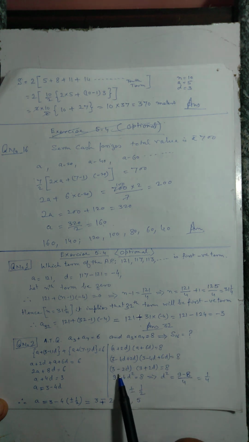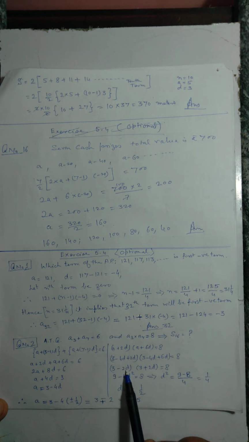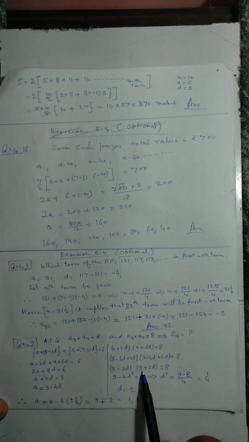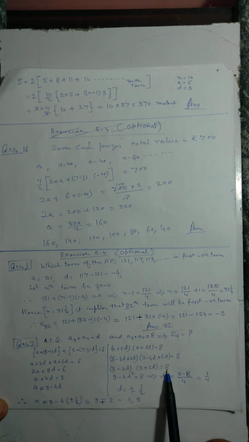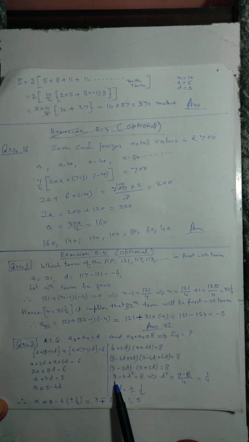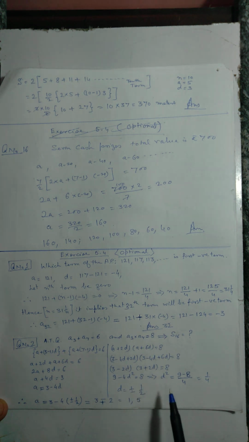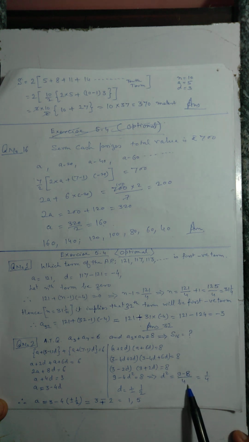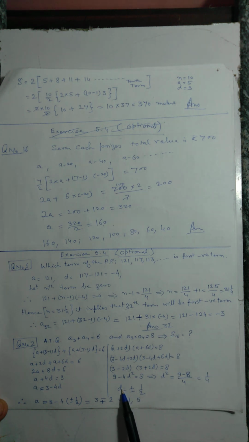So solve it, you will get 3 minus 2D and 3 plus 2D is equal to 8. You see, the algebraic formula for a minus b and a plus b you can apply here. That will be 3 square, that is 9, minus 2D square, that will be 4D square, equal to 8. So D square will be equal to 9 minus 8 divided by 4, so it will be equal to 1 by 4. So D, the common difference, will be equal to plus minus 1 by 2.